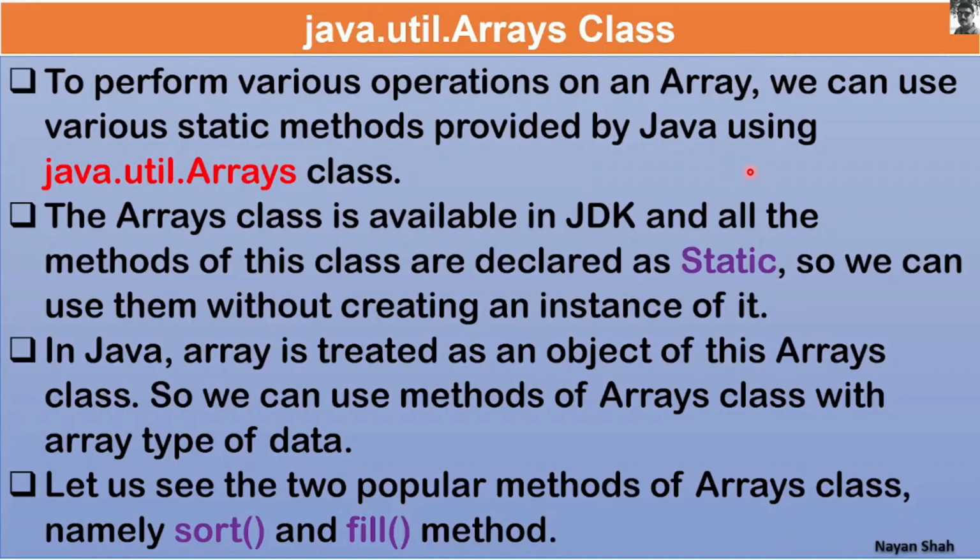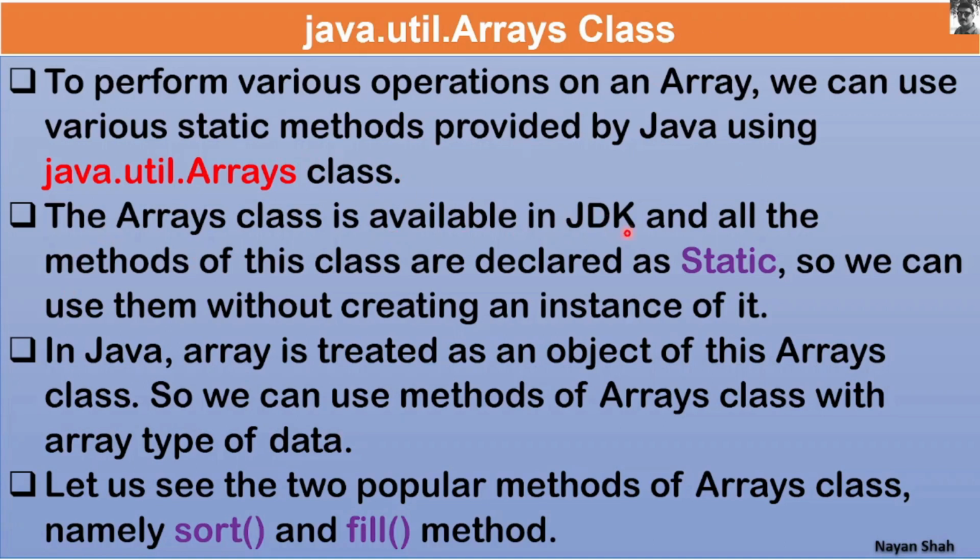Now next comes the java.util.Arrays class. To perform various operations on an array, we can use different static methods provided by Java in the java.util.Arrays class. Means there are many static methods defined by the developers of Java, and they are kept under the Arrays class, which is in the util package, which is in the java package. So within the java package there is the util package, and in that util package there is the Arrays class, and that Arrays class contains many static methods.